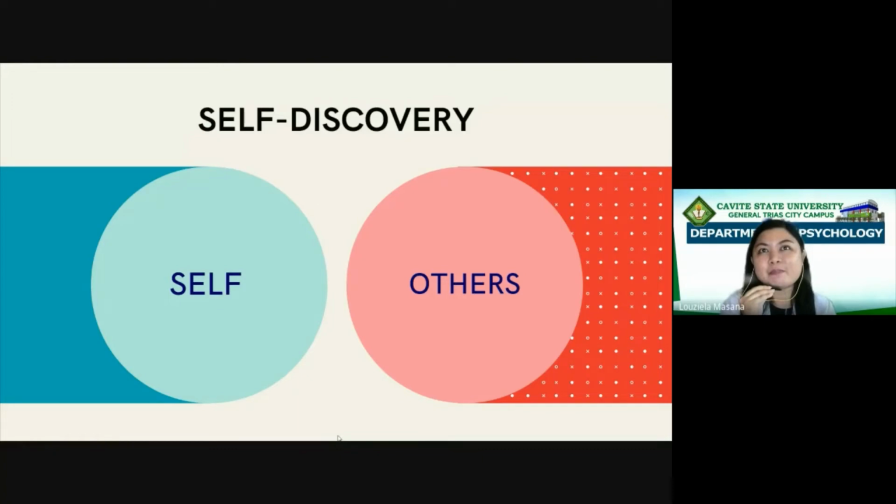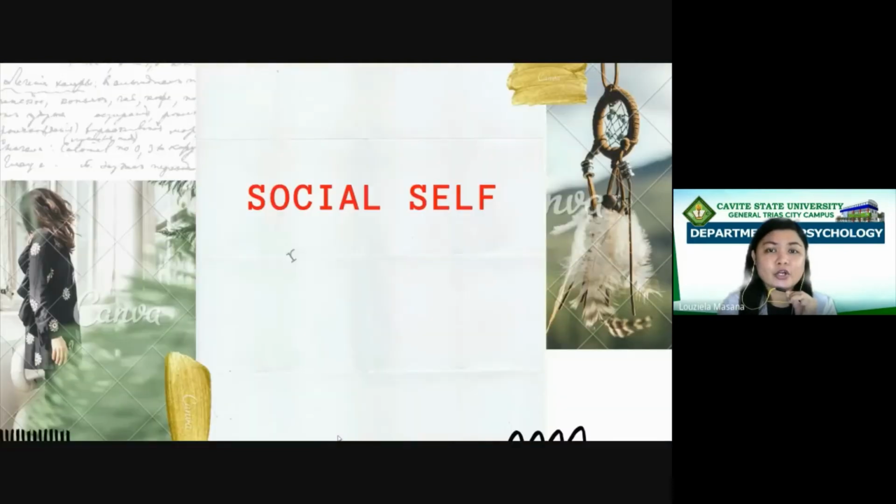Sa Filipino psychology, meron tayong tinatawag na kapwa. At yung sa kapwa na yon, we learned a lot of things from that kapwa. Parang hindi mabubuo ang sarili kung wala ang kapwa. So it's the same with what I am presenting to you. Self and others are needed. Others actually are needed in order for you to discover yourself.